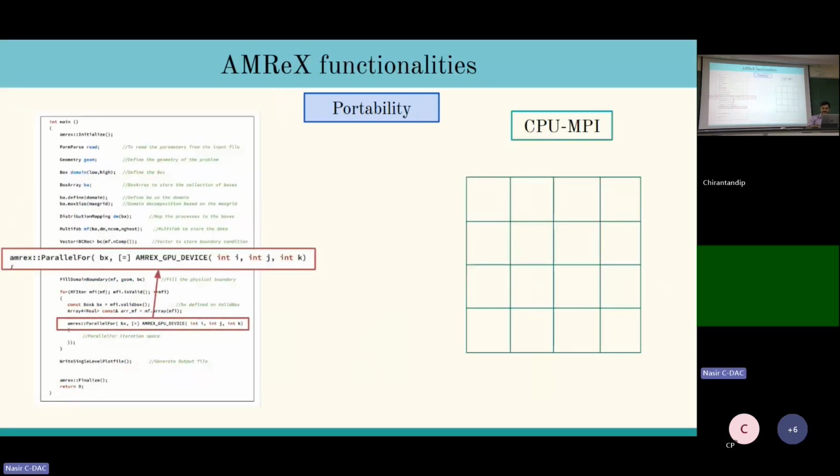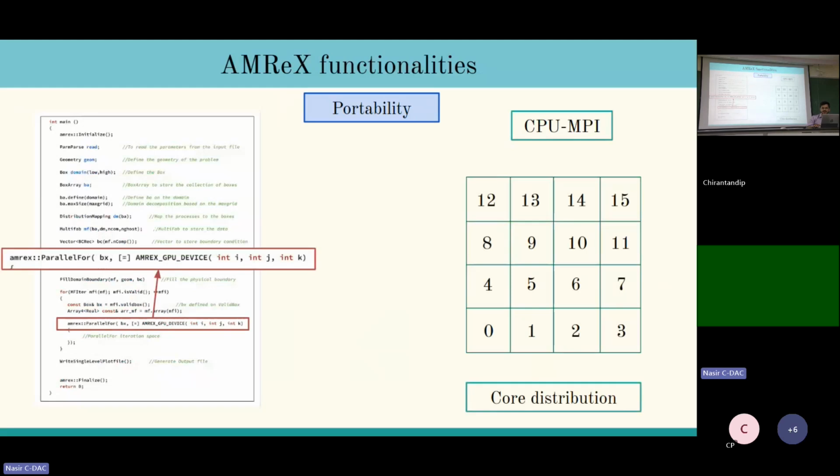Is it structure of arrays or array of structures? What do you mean? Like mu1 and mu2 are together, or there's a mu1 array and a mu2 array? mu1 and mu2 together. Together, right? Yeah.